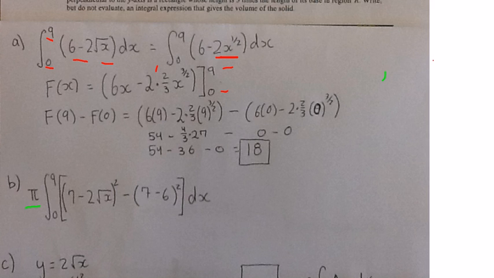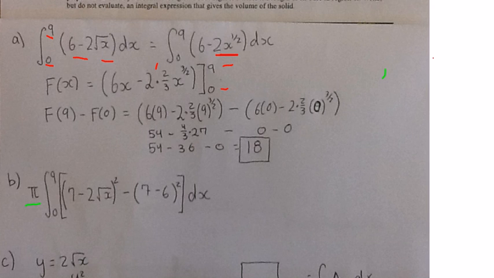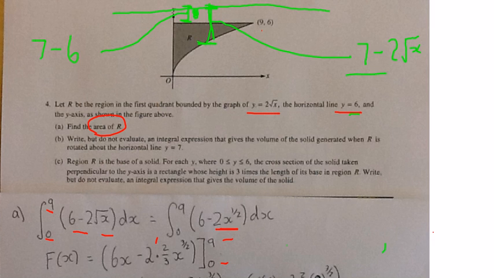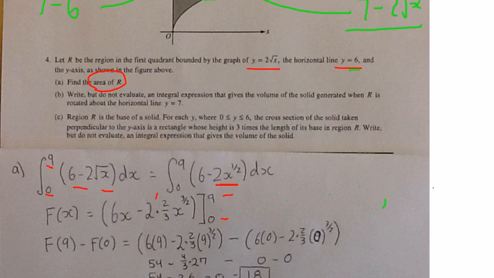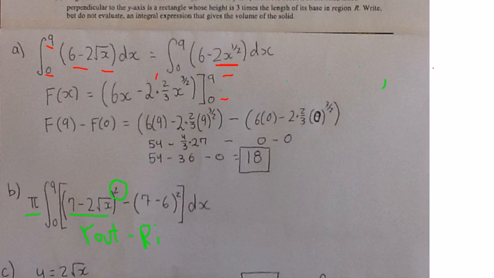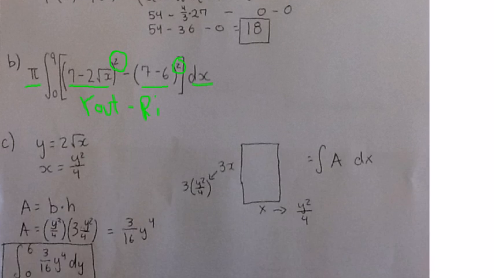So we're going to do pi first off because it's rotating. Everything is still in terms of x, so we're going to use our x bounds, 0 to 9, of radius outer minus radius inner. Radius outer is the larger one, right here. Squared, don't forget to square because we're taking the integral of the area, which is going to give us a volume, of radius inner, right here. Squared, dx. And that's it.